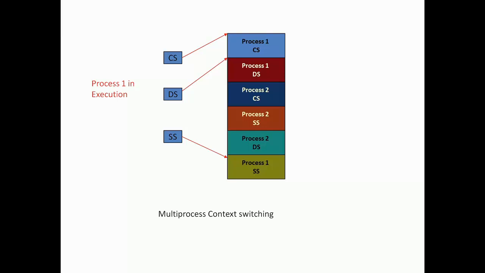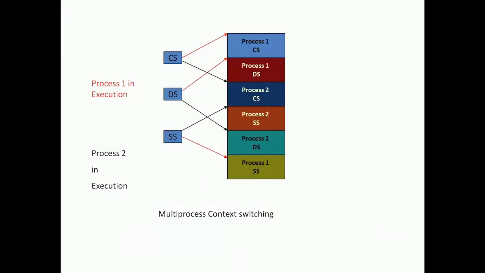The segments need not be consecutive, but internally each segment should be contiguous, right. It is not necessary that CS, DS and SS all be in contiguous locations, but CS individually should be contiguous, DS individually should be contiguous, etc. Now, when process 1 is executing, the CS, DS and SS will point to its segments. When process 2 is executing, they will point to its segments. So, switching from process 1 to process 2 means just changing the value of the segment registers, and immediately my context switch happens. I need not do anything else.